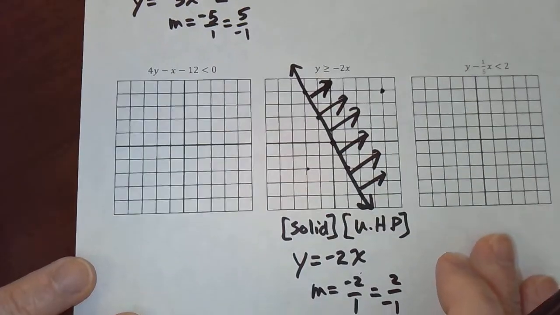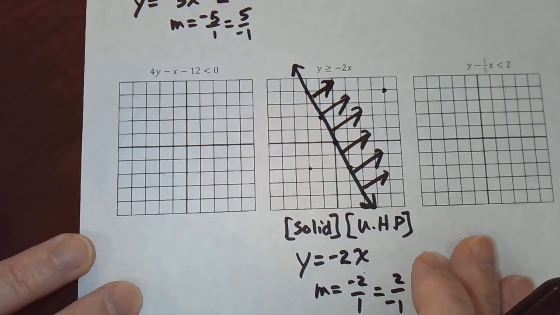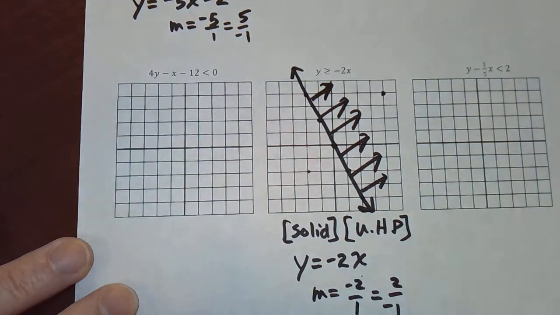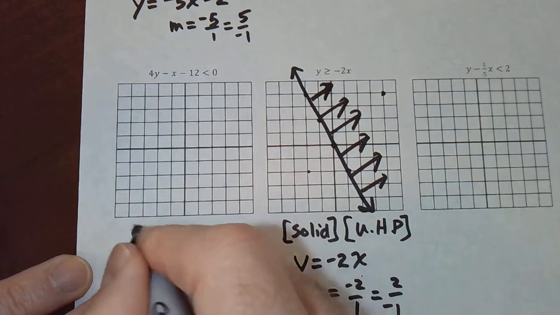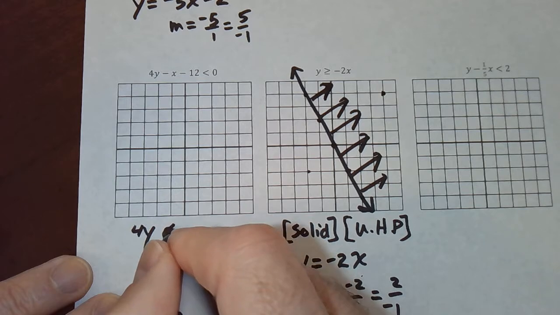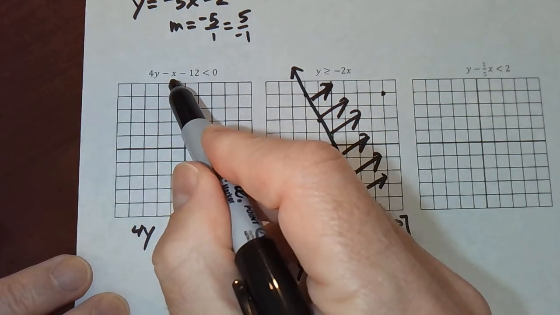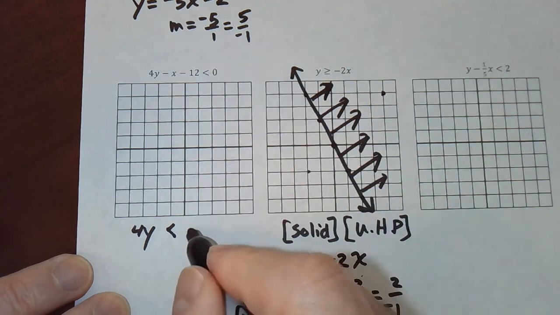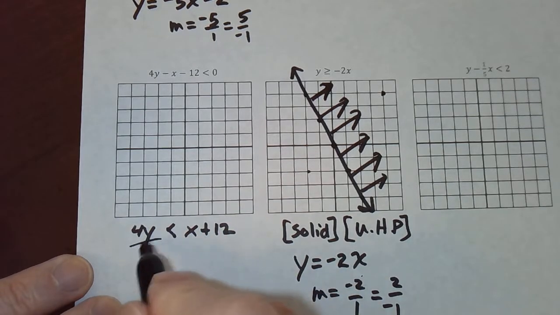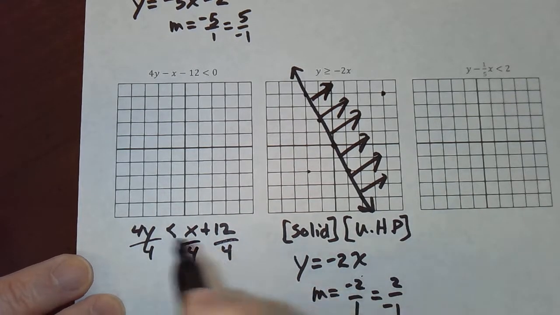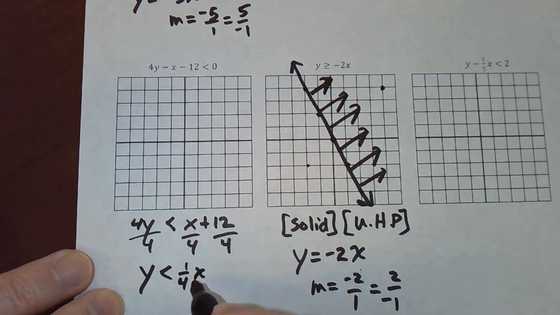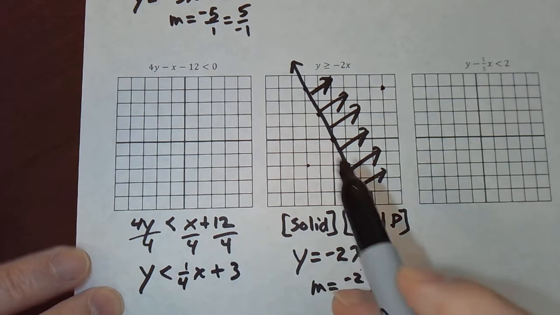Okay, let's go to this one on the left. First thing I'm going to do is solve this so I have y on the left-hand side. Solve it for y, get y on the left. So I would have 4y less than, I'm going to add x to both sides, and I'm going to add 12 to both sides. x plus 12. And then divide everything by 4. And that gives us y less than 1/4 x plus 3.